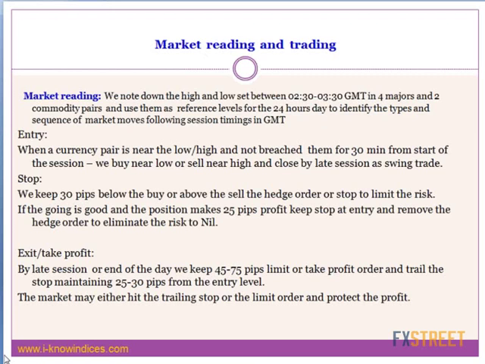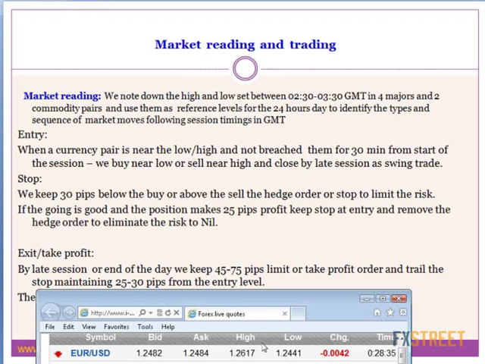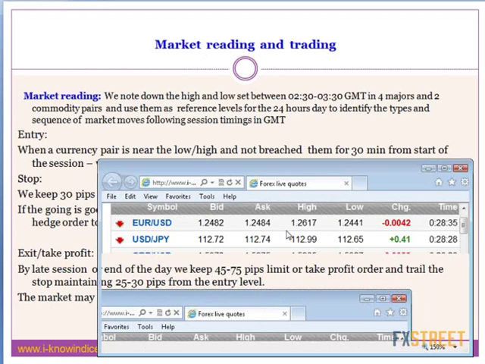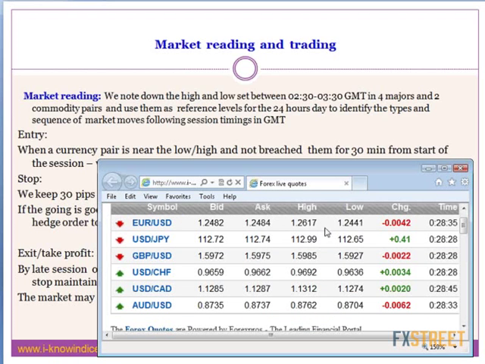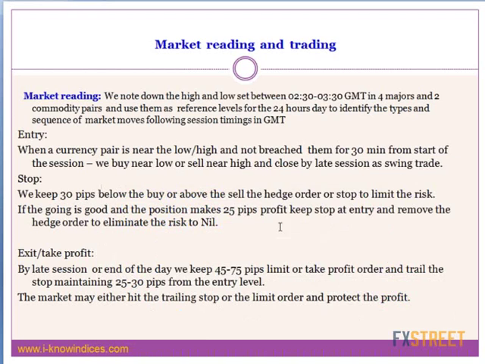So, the market reading that we do is: when the market is close to the high and does not breach the high for more than 30 minutes, we take a sell. When the market is near the low and does not breach the low for more than 30 minutes, we try to do a buy and sell trade and keep a 30 pips hedge order to limit the risk. And once a position makes 25 pips profit, we keep the stop at entry and remove the hedge order. Thereby, we eliminate the risk to nil.